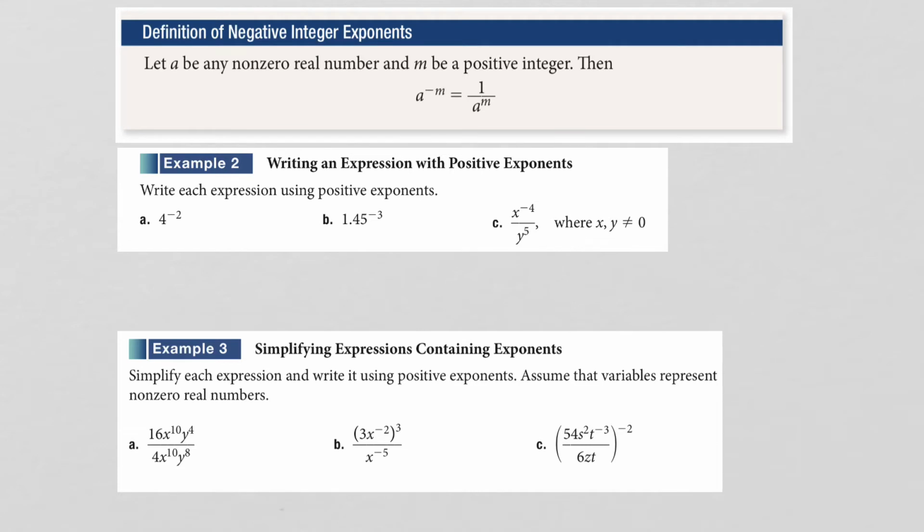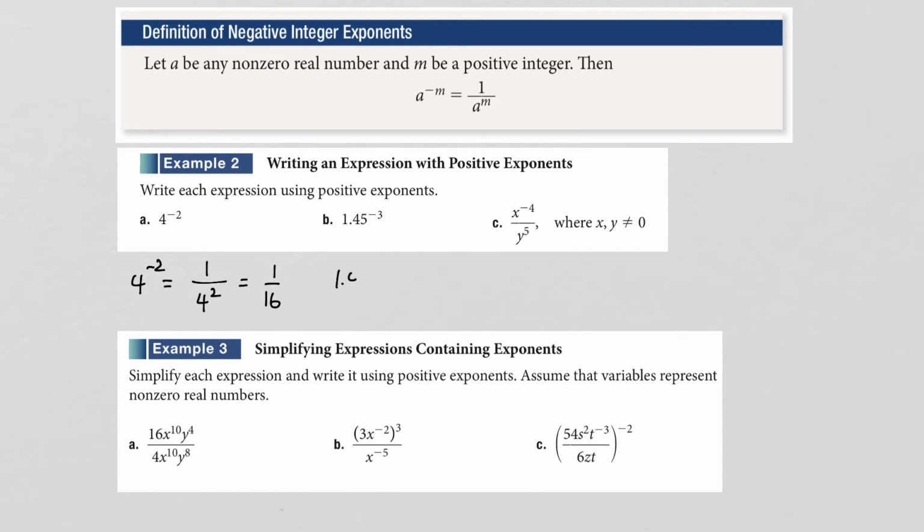Now let's discuss negative integer exponents. So if a is a non-zero number and m is a positive integer, then a to the negative m power is defined to be 1 over a to the positive m power. So for example, if we have something like 4 to the negative 2, and we want to write this using positive exponents, by the definition, 4 to the negative 2 is the same as 1 over 4 to the positive 2. Now you can go ahead and evaluate this, and if you did, this would be 1 over 16.